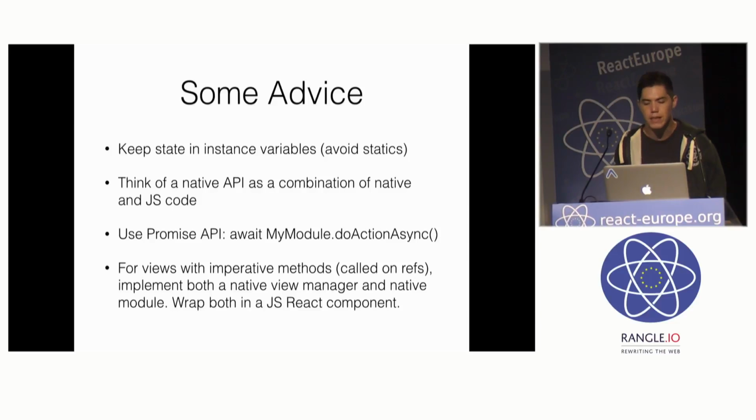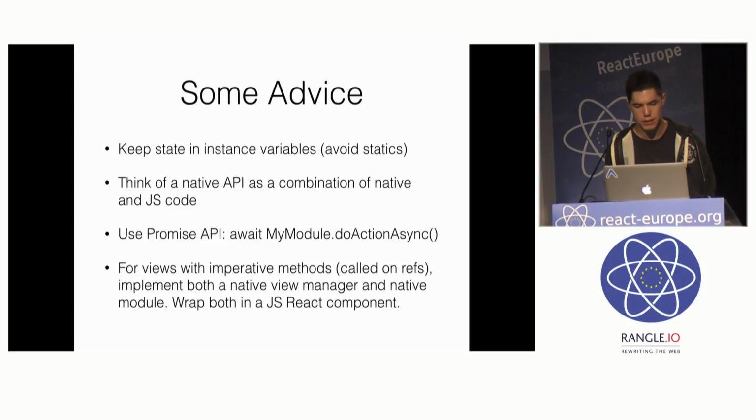I mentioned the promise API earlier. When you use the resolve and reject APIs on the native side, that defines for you a JavaScript async function with which you can use the await keyword. That's very nice. If you've used that before in JavaScript, you know how nice this can be compared to a bunch of nested callbacks in many cases.